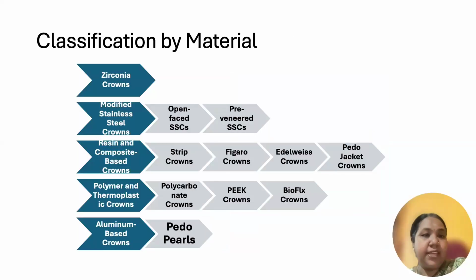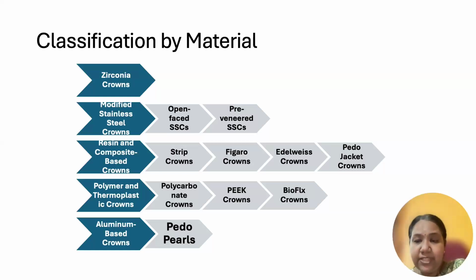Then, when we classify the aesthetic crowns by material, we start with the zirconia crowns. Then we are looking at modified stainless steel crowns, maybe open face stainless steel crowns or pre-veneered stainless steel crowns. The resin composite crowns, in that, of course, the strip crowns, which are basically celluloid forms filled with composite resin. Then we have something called Figaro crowns. They are basically quartz and fiberglass crowns. Then we have the Edelweiss, which is composite reinforced with barium glass.